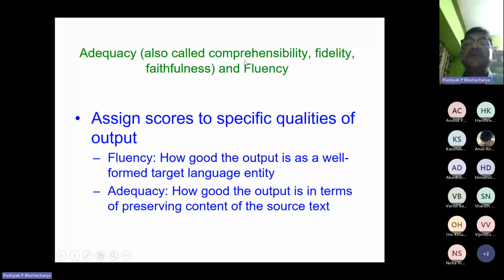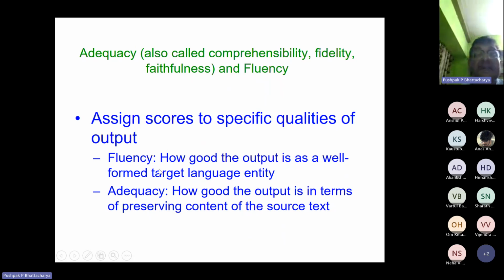Comprehensibility corresponds to whether all parts of the sentence appear in the target language sentence with adequate mapping. And fidelity, of course, is again another name for faithfulness. Okay. So this is adequacy and fluency, and we should mark them carefully in our mind. So fluency corresponds to syntax, adequacy corresponds to semantics, pragmatics, all these things, sentiments, and so on.